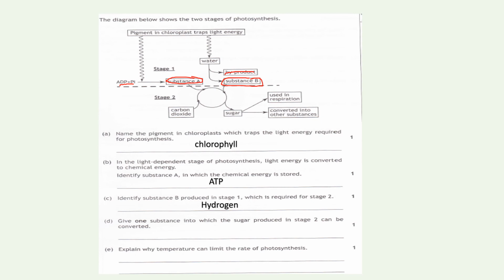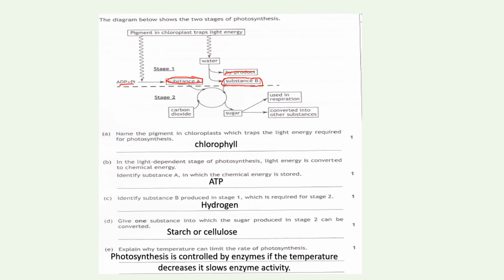And then give one substance into which the sugar produced in stage 2 can be converted, so we should have got starch or cellulose. And then explain why temperature can limit the rate of photosynthesis. So we should have put that photosynthesis is controlled by enzymes. So if the temperature decreases, it slows enzyme activity. So well done if you managed to get that all correct. If you didn't, then go watch the video again.